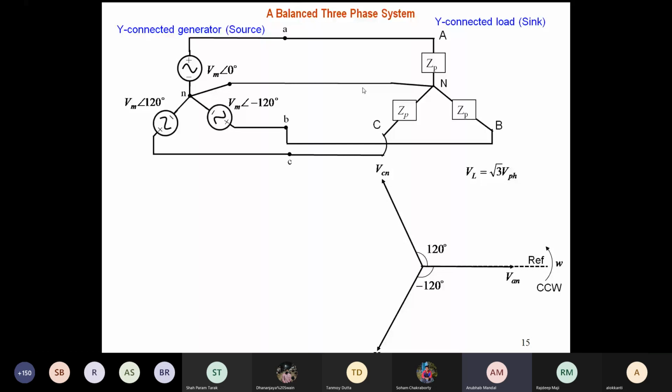What is the meaning of impedance per phase? Per phase means in each phase you have the impedance. You have three phases here. Earlier I wrote Z1, Z2, Z3. If all of Z1, Z2, Z3 are equal, they are ZP. Similarly, here you have written √3 VPH. That means it is the √3 times the phase voltage in magnitude, the line voltage. Line voltage is VAB, VBC.